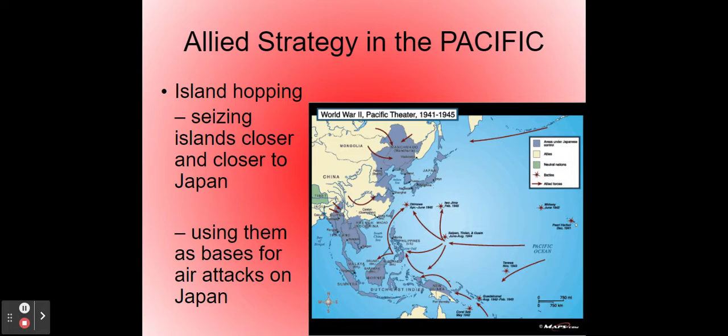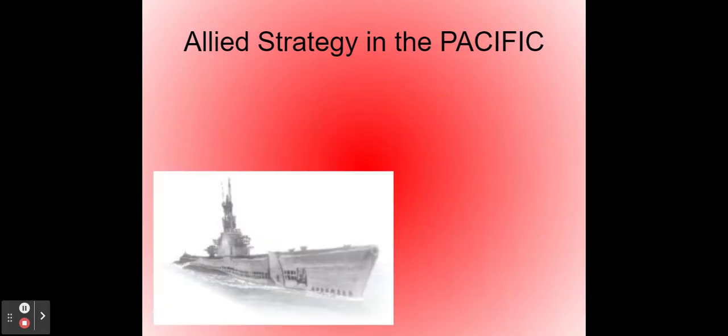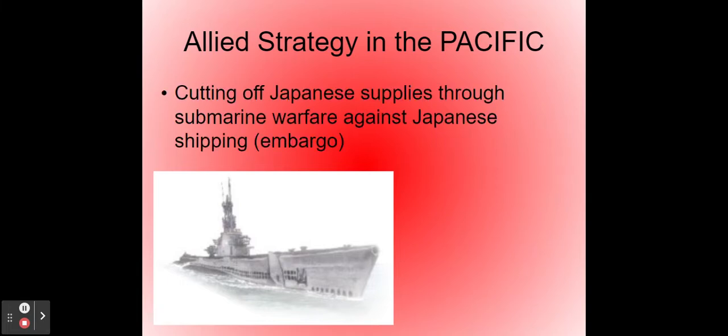Now, what is the Axis strategy? Okay. Oh, before we get to the Axis strategy, one more thing. We started this before Pearl Harbor. We're going to intensify that embargo. Remember, an embargo is cutting off supplies and cutting off trade. We are going to use our submarines and our Navy to basically surround Japan and cut off supplies to Japan and cut off trade to Japan, not just from us, okay, but from their Axis friends as well.